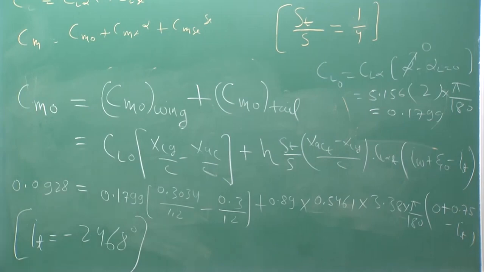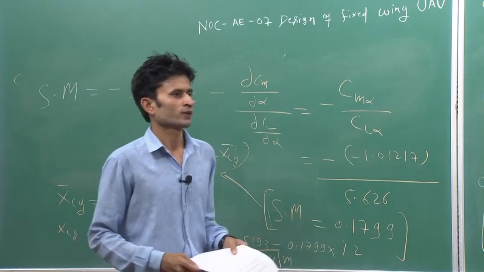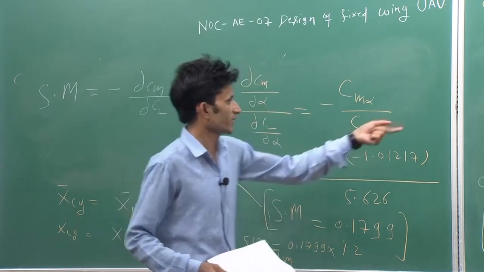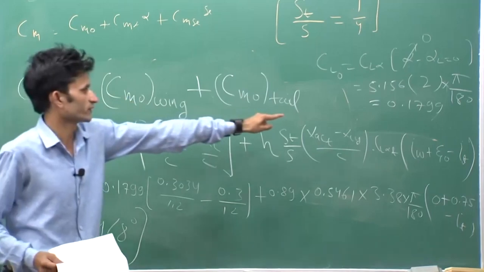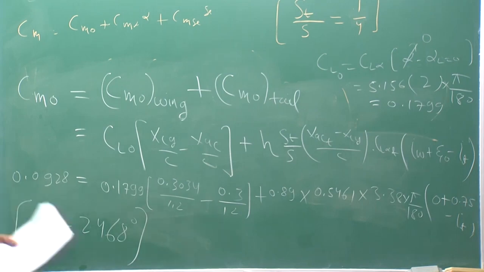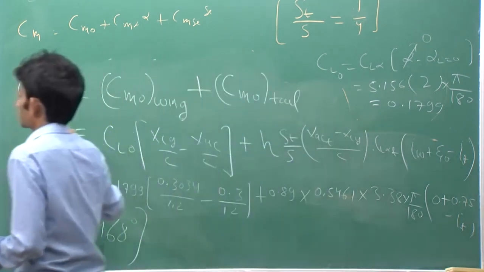So, in the 7th question, with this given information, what will be the total lift coefficient at 0 degree angle of attack? It means you have to find the CL naught of the complete UAV. See, CL naught of the wing we have already found out, 0.1799. So, when you add the tail, how much CL naught will the tail produce? You just have to find that and add these two, and you will get the answer. So, let us find this also.